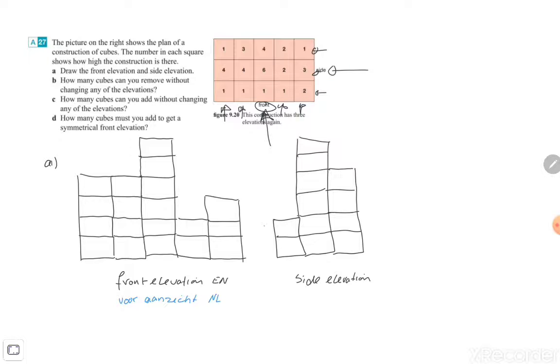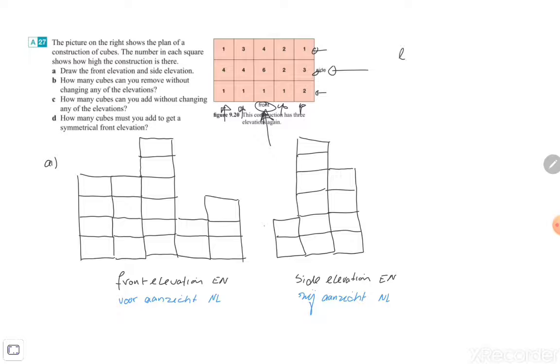And in Dutch we just say zij aanzicht. So that's in Dutch, and this is in English. All right, so here you will find the elevation of the front side and even from the right side.